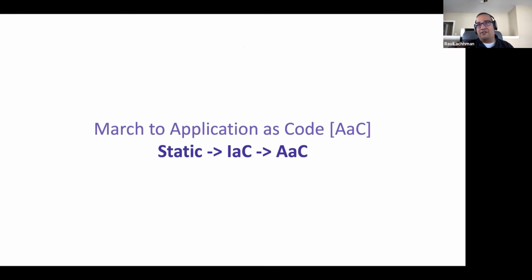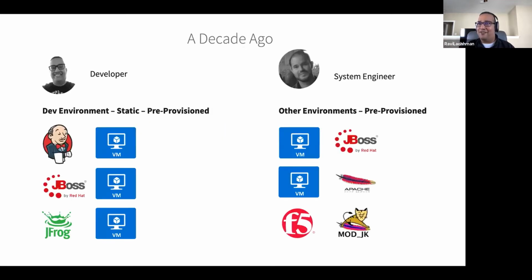So we're going to go on a little bit of a journey in the next 2 or 3 minutes, going from static deployments to infrastructure as code deployments, to now the next evolution there, which will be building that with application as code. And so a decade ago, right? Take it back to the 2010s, right?